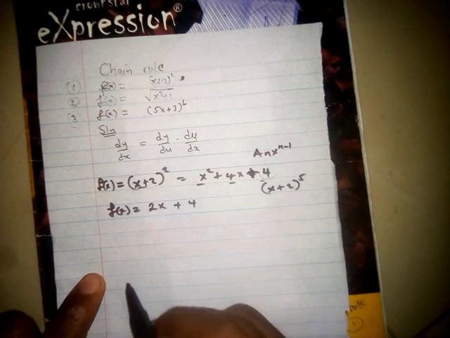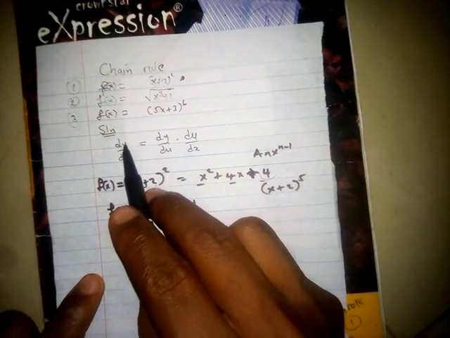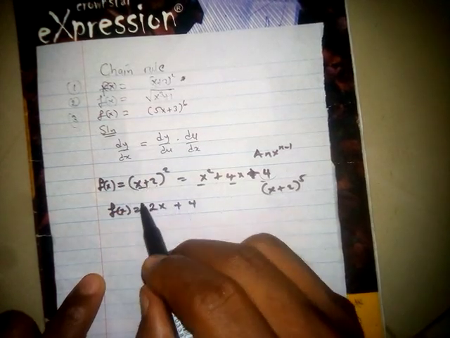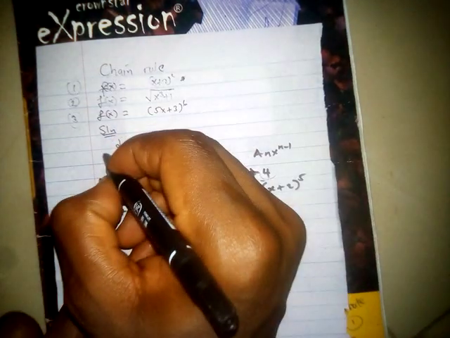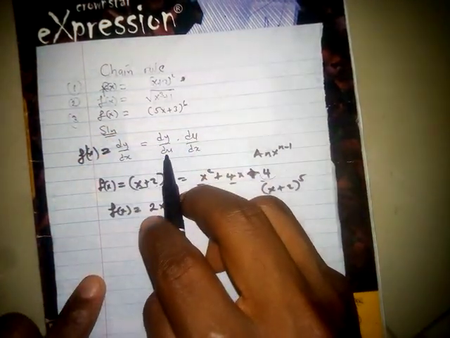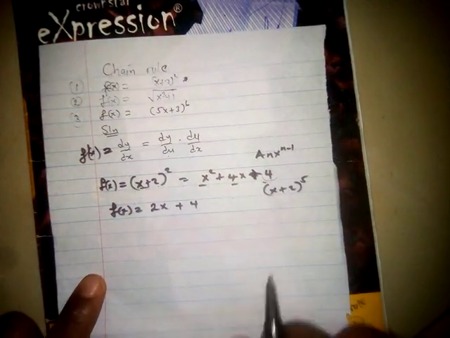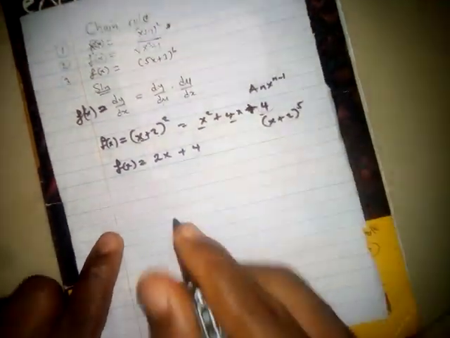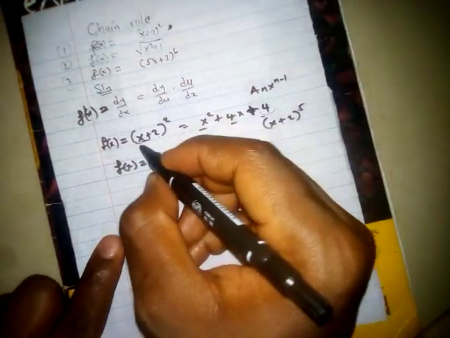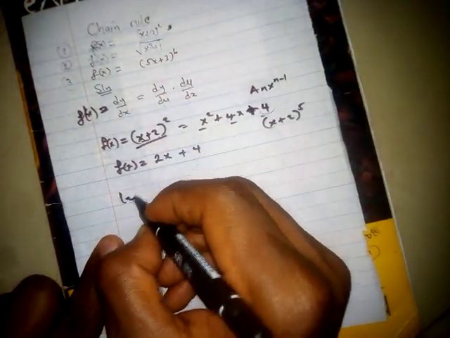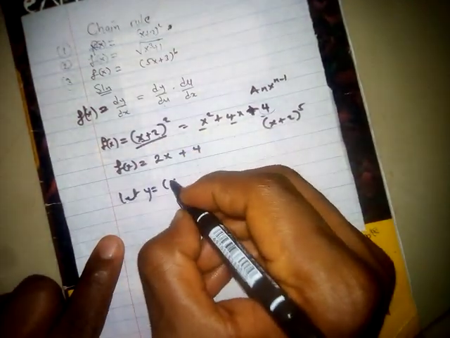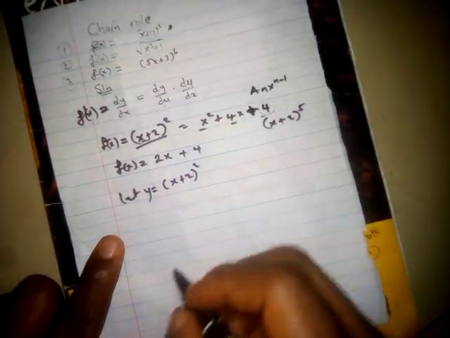Now my chain rule by definition is given as dy over dx, which is simply f prime of x, is dy over du times du over dx. This dot is times. So the first thing we do, we're going to use this. We say let y equal (x + 2)².